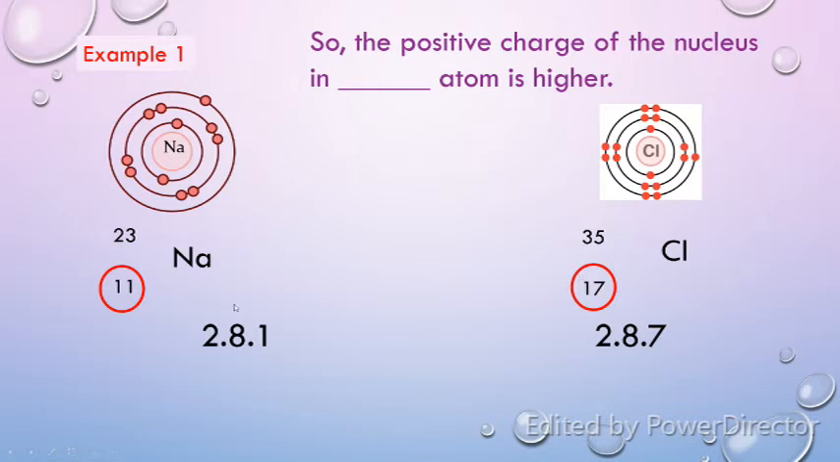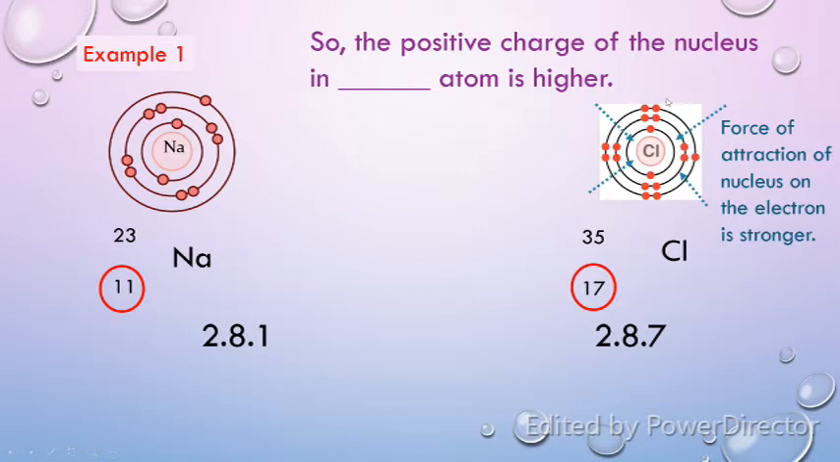If the proton number of chlorine is more than sodium, we say that the positive charge of the nucleus is higher in chlorine. Remember, protons always carry positive charge. So when the positive charge of the nucleus in the chlorine atom is higher, we say that the force of attraction of the nucleus on the electrons is stronger.